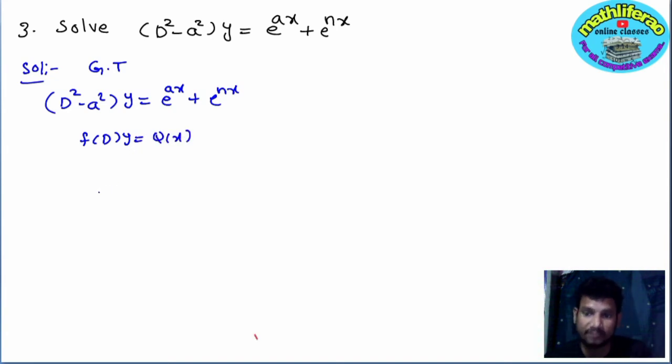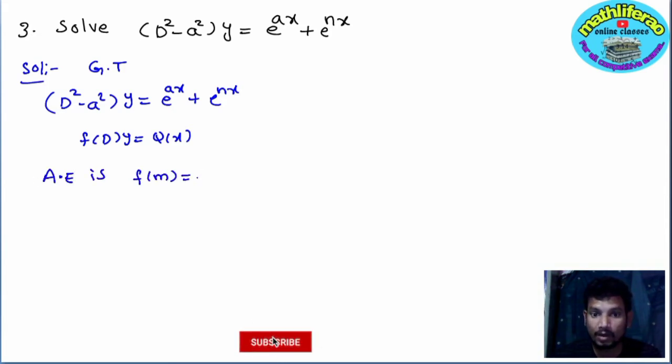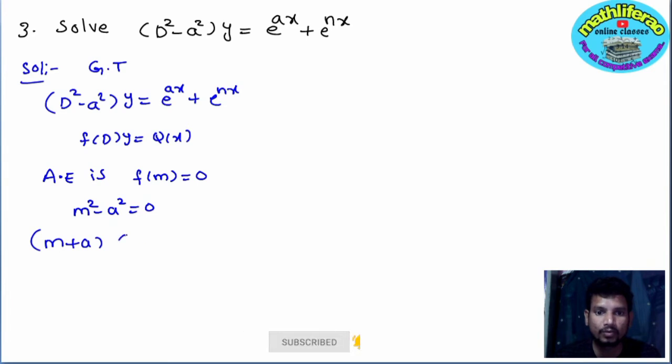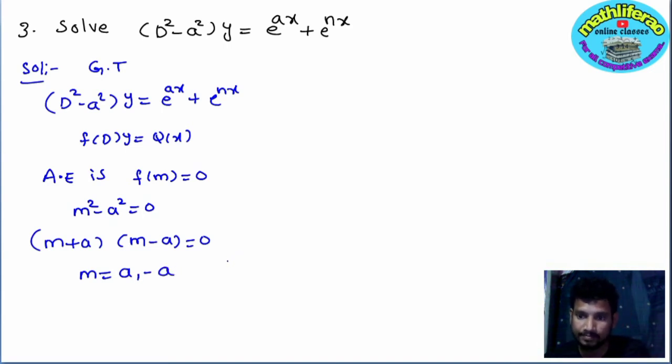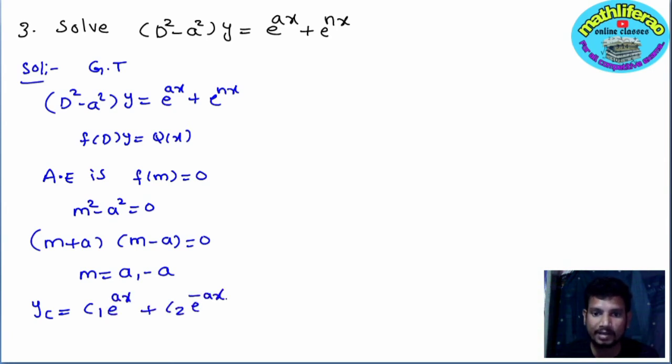So first we need to find the auxiliary equation. Auxiliary equation is f of m equal to 0. That is, we replace d with m value. So here m square minus a square equal to 0 means m plus a into m minus a equal to 0. Then m equal to a comma minus a. So here roots are real and different. Then complementary function yc equal to c1 e to the power ax plus c2 e to the power minus ax. Next we need to find the particular integral.